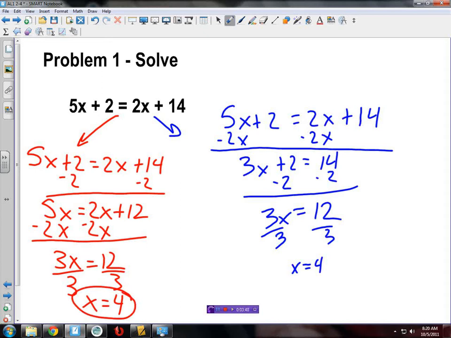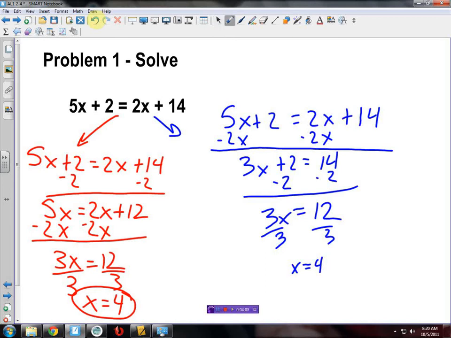So it does not matter, okay? So what I would recommend is finding a way that you feel comfortable with, and just do that one every time, okay? Whether it's move the variable first or move the number first, okay? There is one thing I want to point out that they both did, which is good, okay?